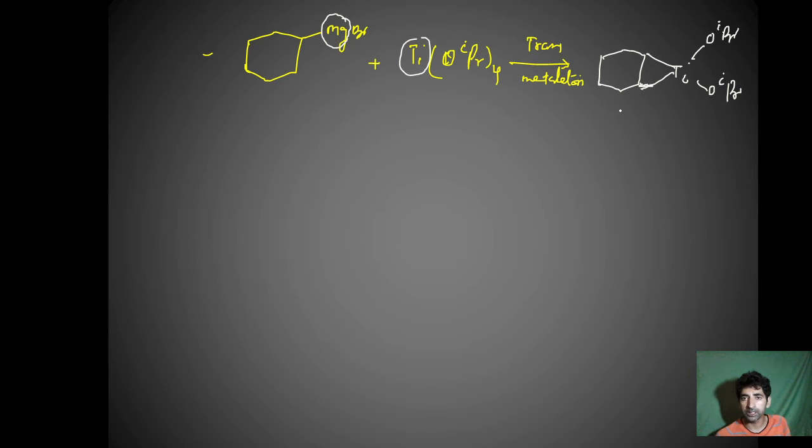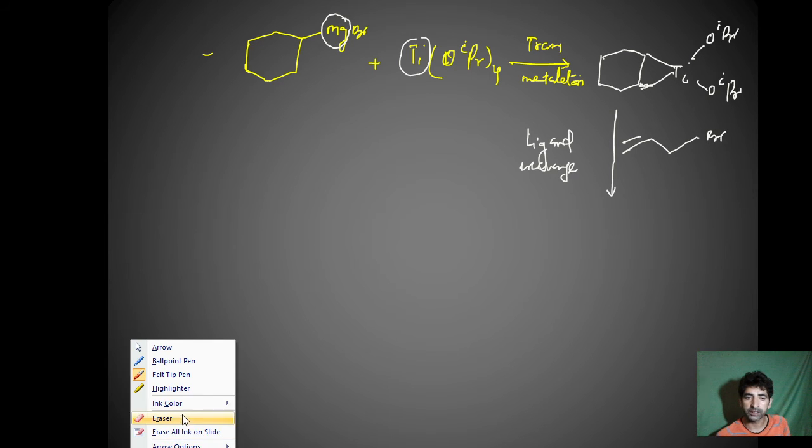So in the next step, what happens? In the next step, ligand exchange takes place. Now, how does the ligand exchange take place? Here we have alkene, and to this alkene there is attached Br. Now see how the ligand exchange takes place.